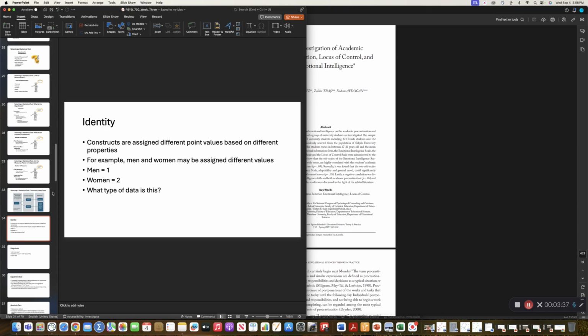First, we want to consider the property of identity. Constructs are assigned different point values based on different properties. For example, men and women might be assigned different values, where if someone completes a demographics assessment and identifies as male, we might assign the number 2, and female the number 1, for example, or Republican number 1, Democrat number 2, or any type of categorical variable.